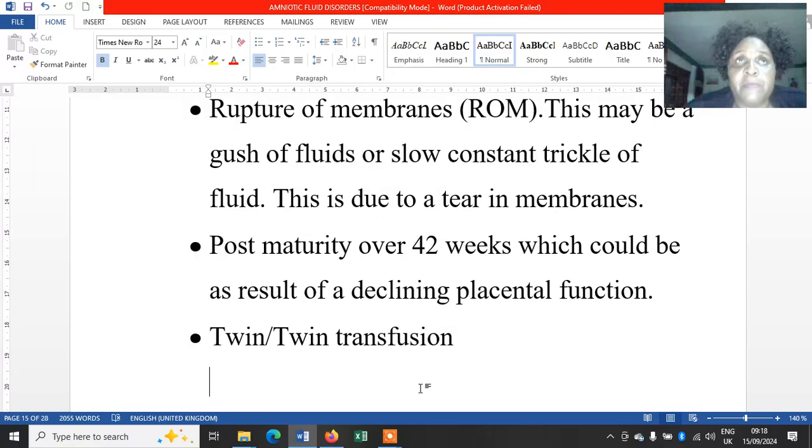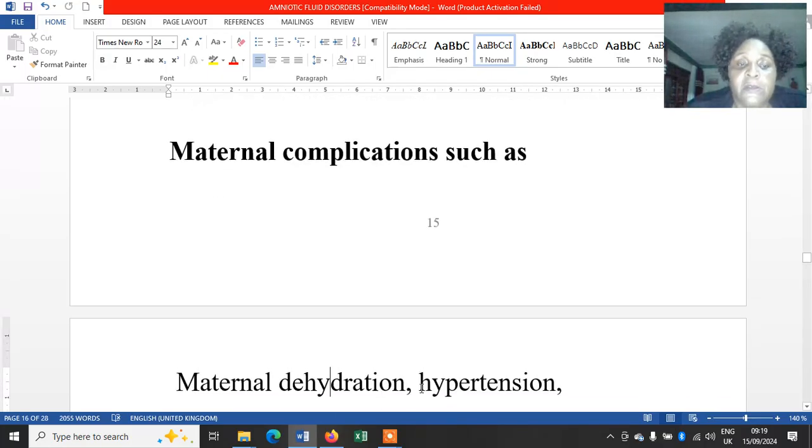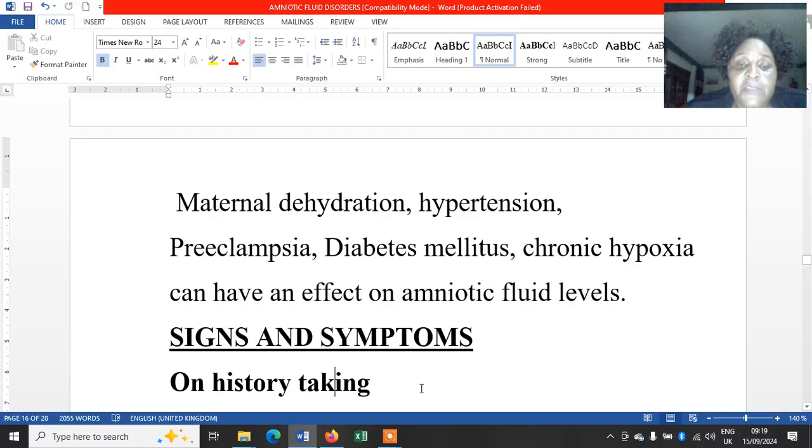Remember, by term, the placenta may start to deteriorate in function. So if this mother goes post-gestation, the placenta may cease to produce amniotic fluid, and this can be one of the causes of oligohydramnios, and twin-to-twin transfusion. So what may be the maternal complications? One is maternal dehydration, hypertension, preeclampsia, DM, chronic hypoxia, which can have an effect on amniotic fluid levels.